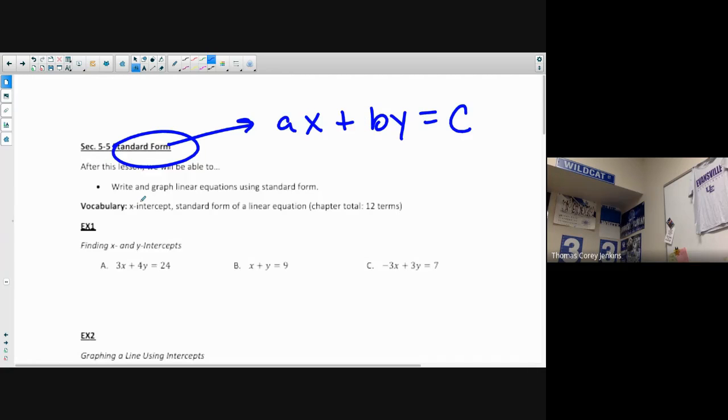Our vocabulary terms that are new from this lesson are x-intercept and standard form, which I just talked about. If you know what a y-intercept is, then an x-intercept is probably pretty obvious what that is, right? Y-intercept is always in the form 0, b. X-intercept would always be in the form some number, we'll call it x, 0. Okay? It's where the line touches the x-axis. All right, so that is what standard form is all about, finding the intercepts.